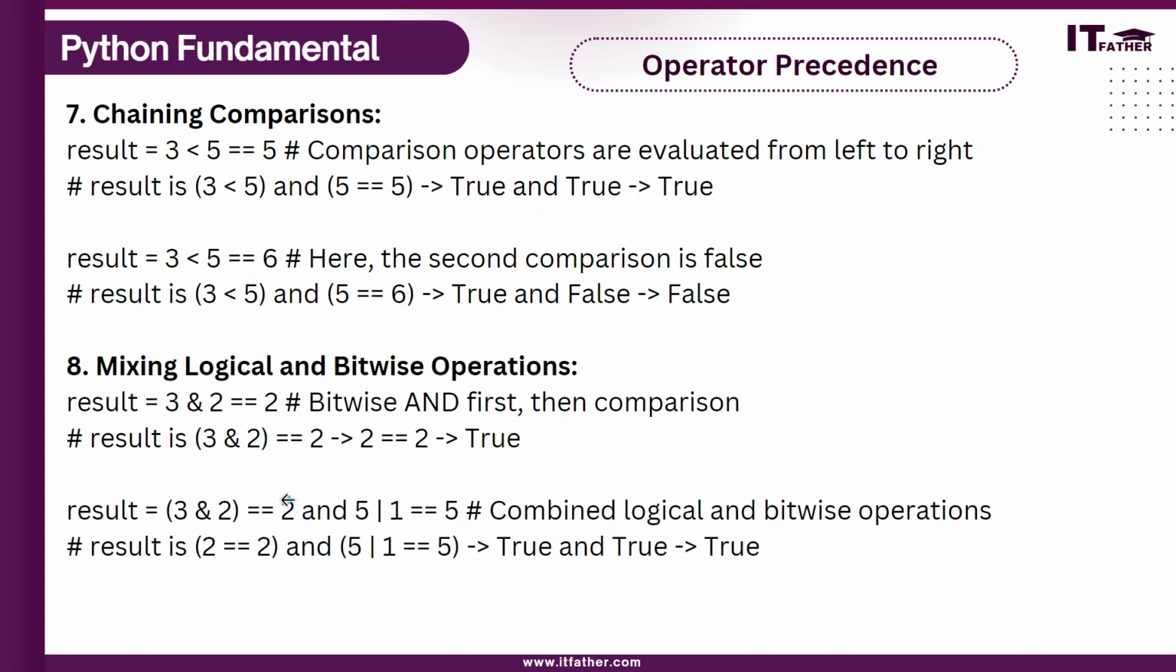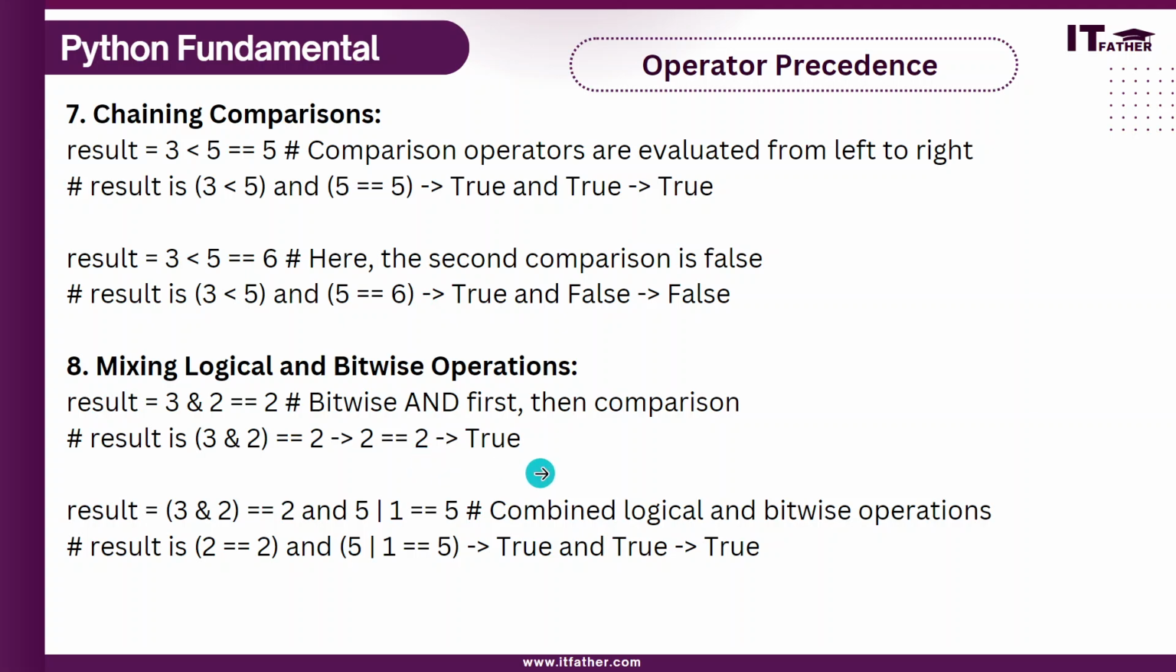Now result equals 3 less than 5 and 5 equal to 6. Here 3 is less than 5, yes, the condition is true, and 5 equal to 6 is a comparison that is false. Here the second comparison is false. So the result is: 3 is less than 5, this is true, and 5 equal to 6 is false. True and false, so the result is coming false here.